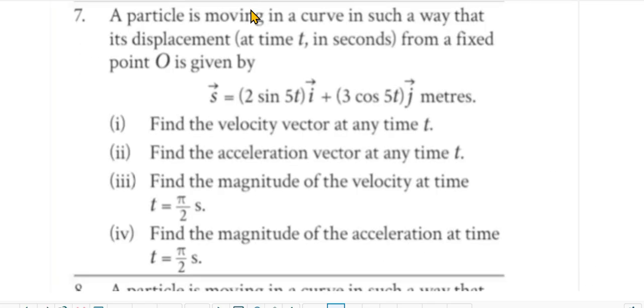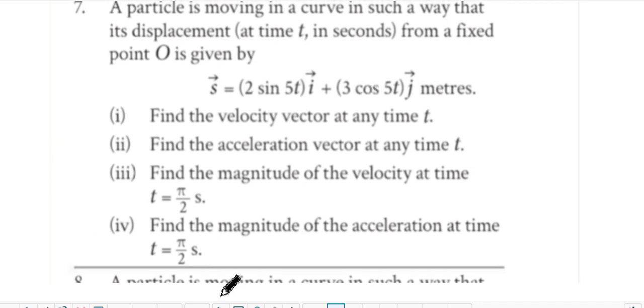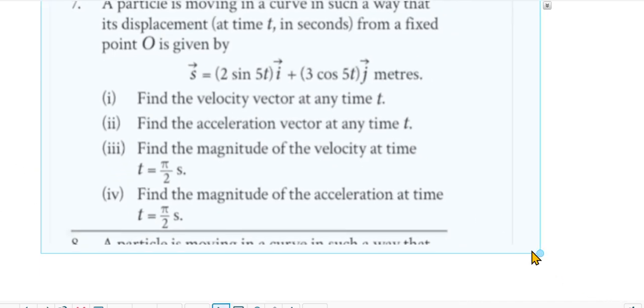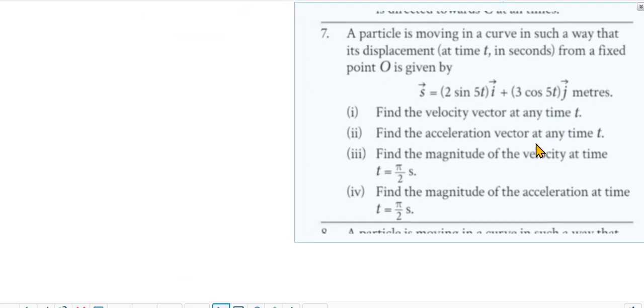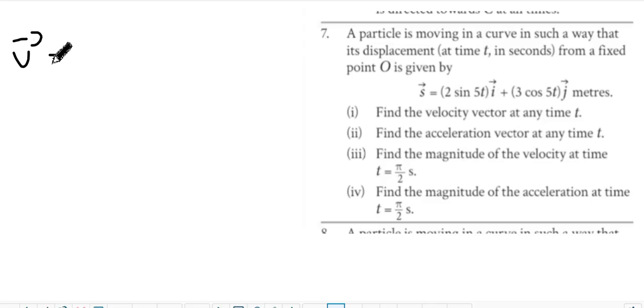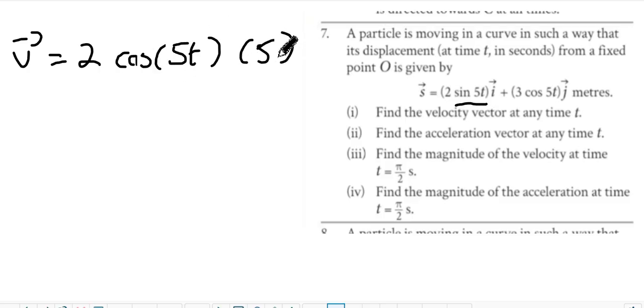Okay. A particle is moving in a curve in such a way that the displacement at time t in seconds from a fixed point O is given by this formula here. Find the velocity vector at any time. Well, I'm just going to differentiate this and make sure that I turn them into the correct trigonometric function. We're going to leave the 2 alone, but what does sine turn into? Yeah, so it turns into cos 5t. But then there's a hidden part: differentiate the angle to get 5.